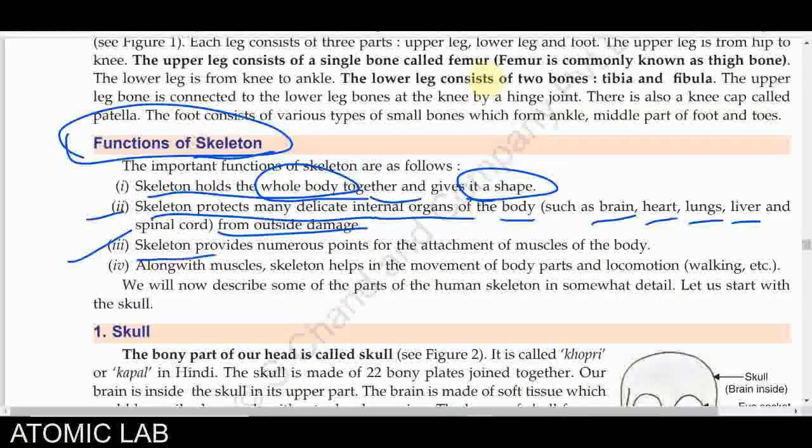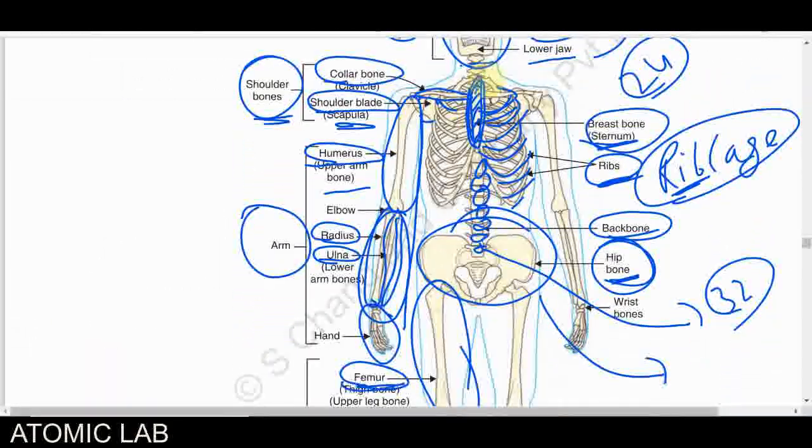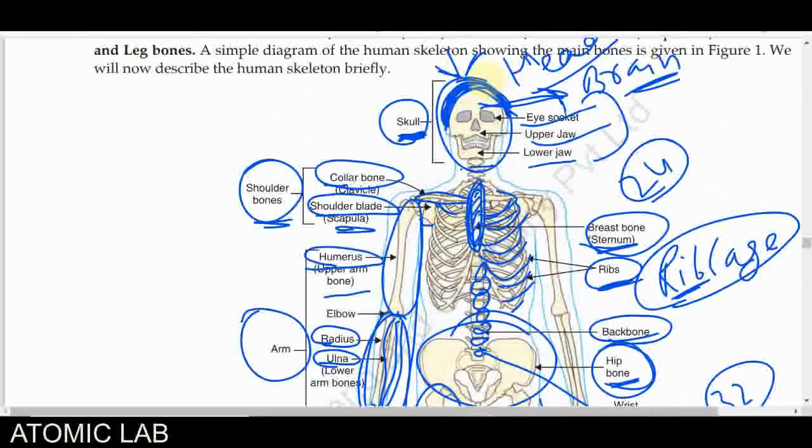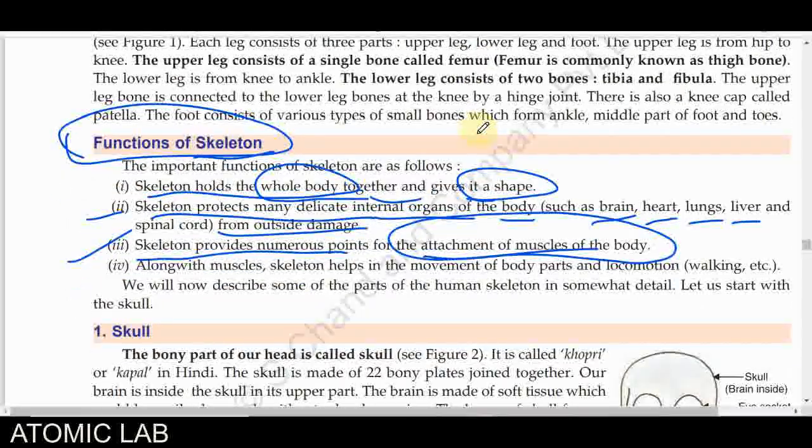And the third function: the skeleton provides numerous points of attachment for the muscles of the body. So our muscles are also attached to our body. We are not made only by bones, there are some muscles also present. अगर आप अपने hands को tightly hold करोगे so आप फील करोगे there is some kind of muscle present, okay, on our upper arms. So definitely muscles are also attached to our bones. हमारी bones से वो भी attached होती हैं, okay, and muscles will also give the shape of our body and they will protect the bones of the body, okay.